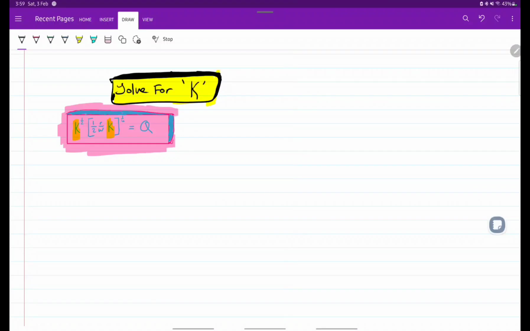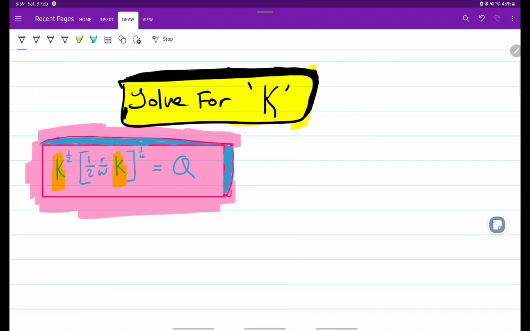Okay, so we have another equation. As you can see, solve for k. Going to have k to the 1/2 times this expression here, 1/2 r over w times k, all to the 1/4 equals q, and we're solving for k.